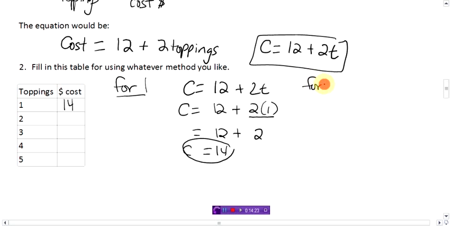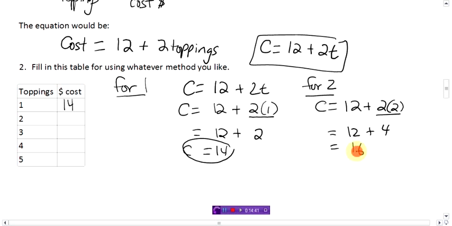Let's try for 2. For 2 toppings, cost equals 12 plus 2 times 2, because there's 2 toppings. That's 2 times 2, we do the BEDMAS, multiplying first, is 4, plus 12, and 12 plus 4 is 16. So our cost for 2 toppings would be 16.